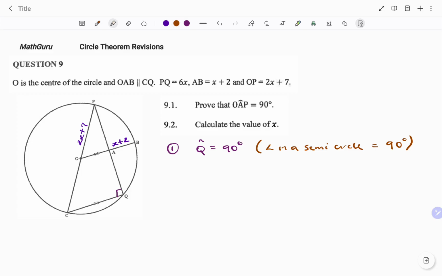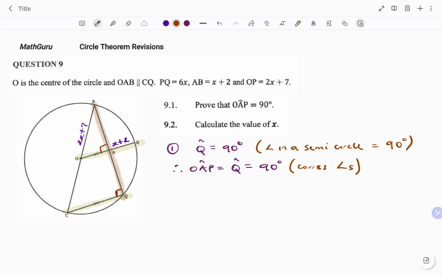Therefore, if you look at the diagram, we've been told that the line OAB is parallel to the line CQ. And what that means is I have this line cutting across the parallel line. So therefore, angle OAP will be equal to angle at Q, which is equal to 90 degrees. And the reason being, they are corresponding angles. So if you look at the diagram, this angle is corresponding with that angle.